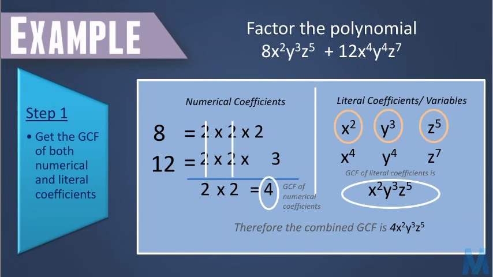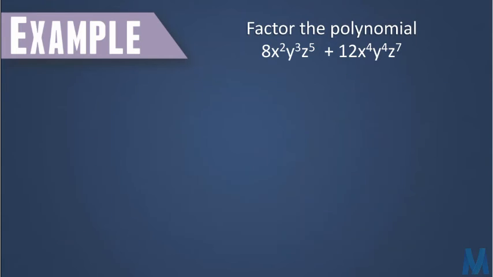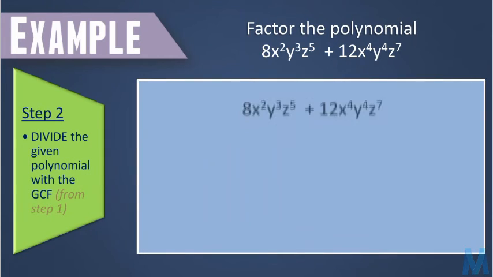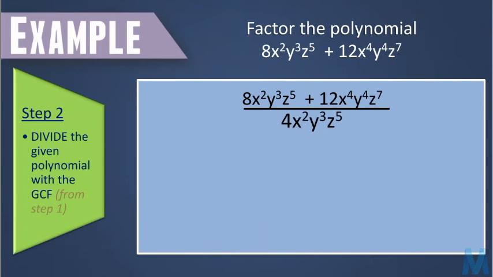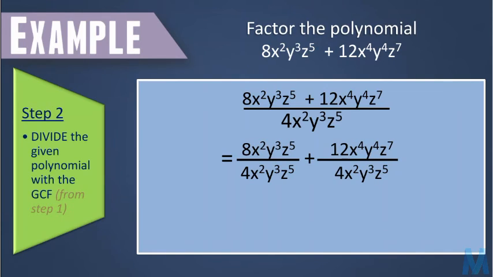Now, for step 2, we are going to divide the given polynomial with the GCF. Okay, so we're going to divide the given polynomial by the GCF. That is equal to, yan, again, separate na natin, guys. Okay, so if we're going to simplify that, 8 over 4, that is 2. Then, as for the variables, this will be equal to 1 because same ang numerator kag ang denominator. So if we're going to simplify that, that is equal to 1.